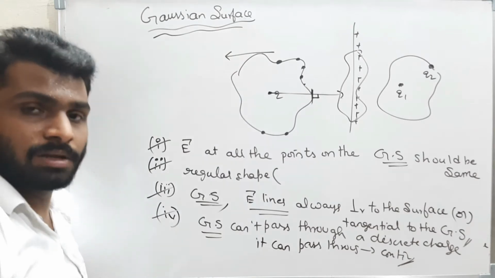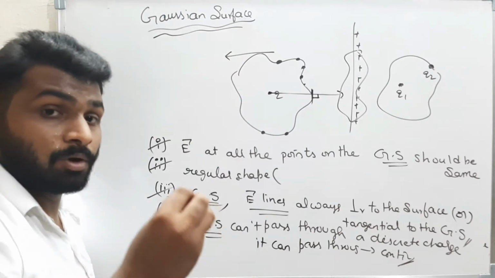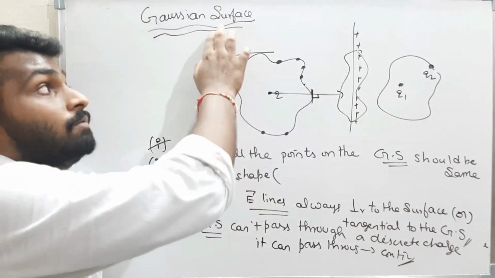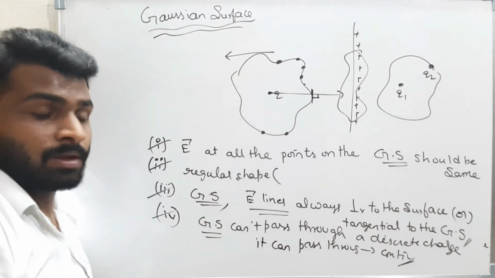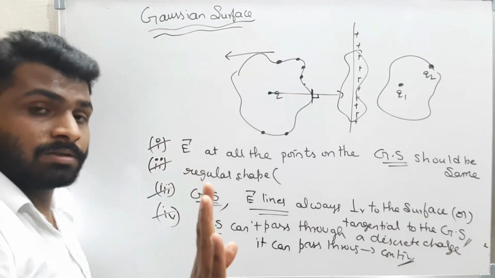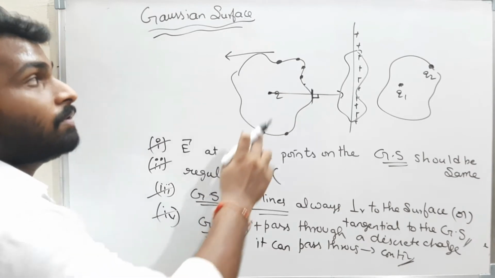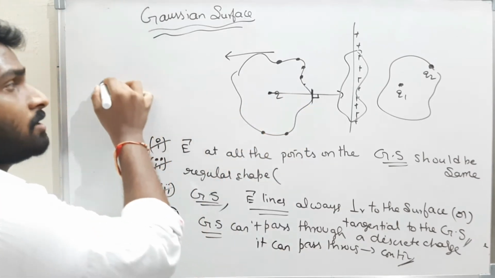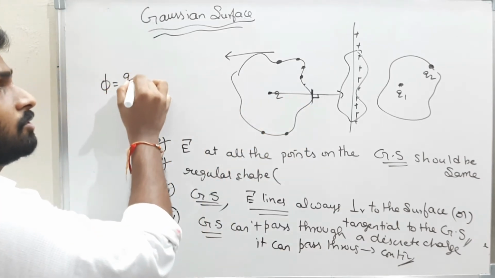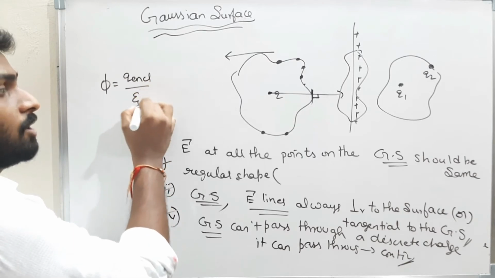It is a simple imaginary surface. To solve the problems, we are assuming the Gaussian surface. Okay, I think this is clear. And now, why are we assuming the Gaussian surface? Now, what is the flux? The flux is nothing but Q enclosed by epsilon naught.